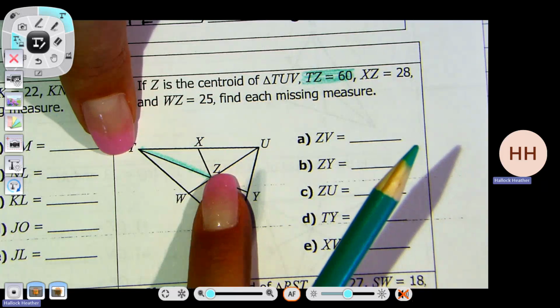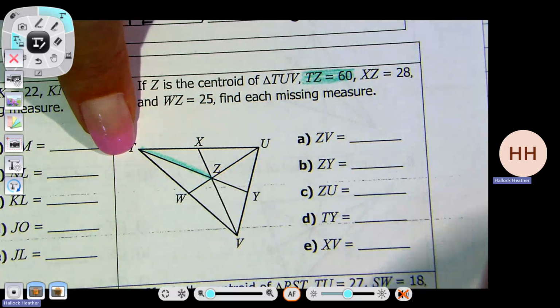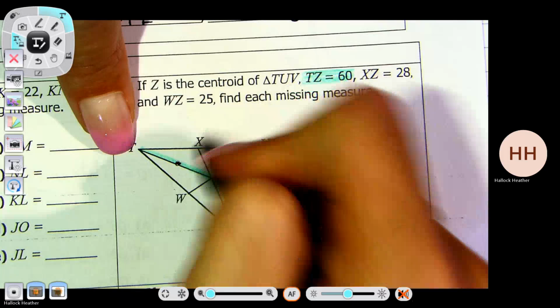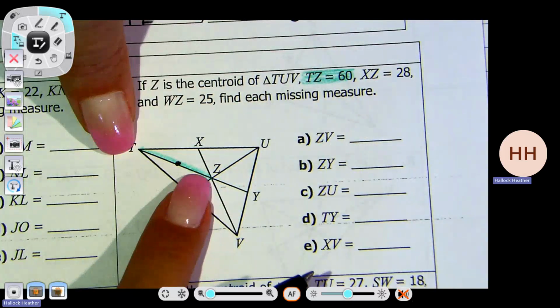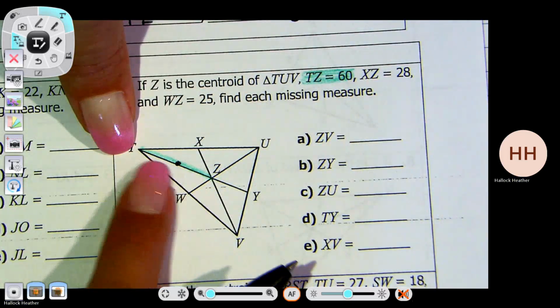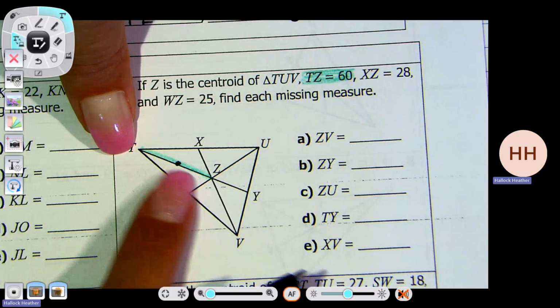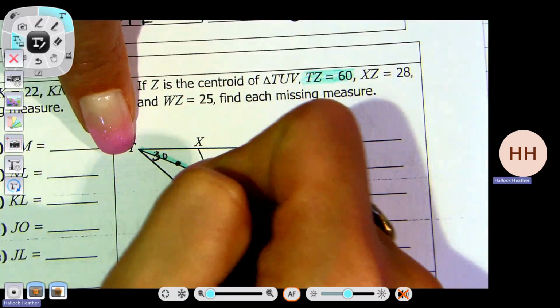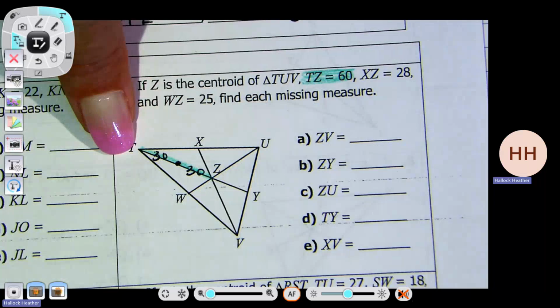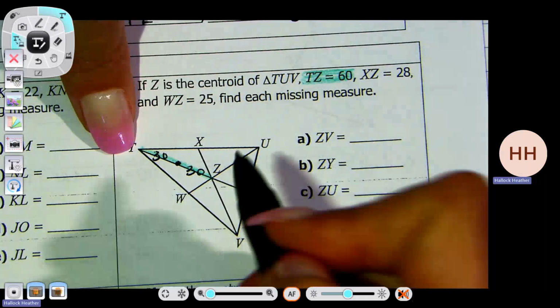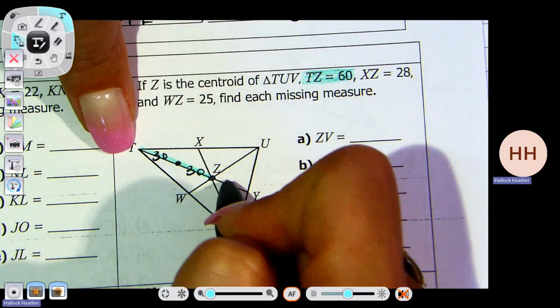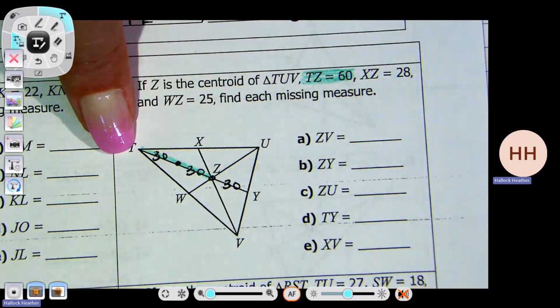So instead of writing 60 here, I'm going to split it to represent how much each little piece is. The whole thing is 60. How much is each of those pieces? 30. So I'm going to put a 30 here, and a 30 here. Where else could I put a 30? ZY, because technically that's the third piece of the line. So actually each piece is 30, 30, and 30.